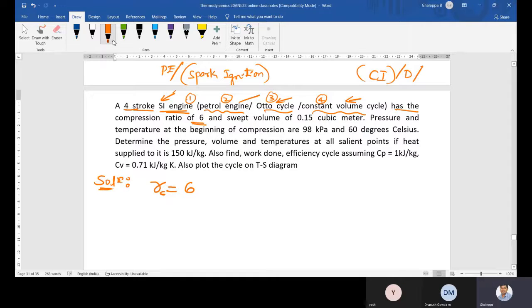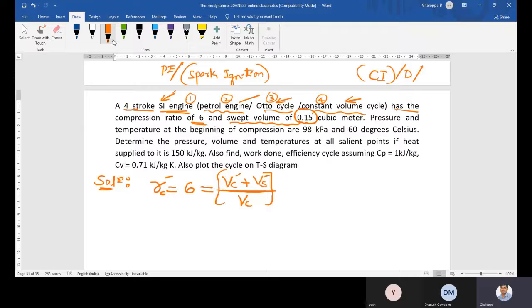So compression ratio is equal to total volume, that is clearance volume plus stroke volume, divided by clearance volume. This is the formula we have discussed in the previous video lecture. Compression ratio is defined as the ratio of total volume, which is the sum of clearance volume plus swept volume, to the clearance volume. Keep in mind, and swept volume.